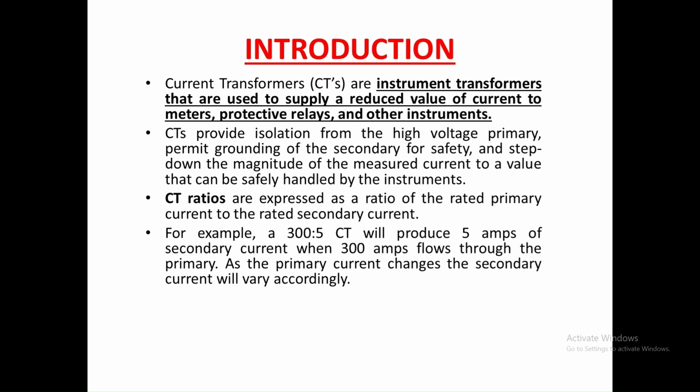And the CT ratios are expressed as a ratio of the primary current to the secondary current, which you must have studied in your theory classes. For example, a 300 to 5 CT will produce 5 amperes of secondary current when 300 amperes of primary current flows, and the current will be stepped down.